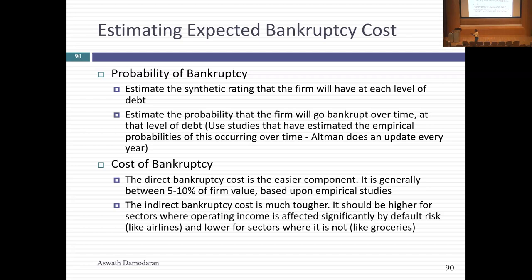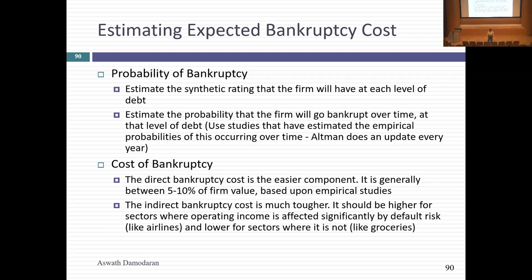You know what I mean by marketing purposes? They show, look, our ratings actually work. Only 0.07% or 0.05% of AAA rated companies go bankrupt. But look at the BBB, look at the BB. And that's good data that we can use to estimate the probability of bankruptcy. So that part I think I can pull off using the same process I use for synthetic ratings, by looking at the rating and estimating the likelihood of bankruptcy.